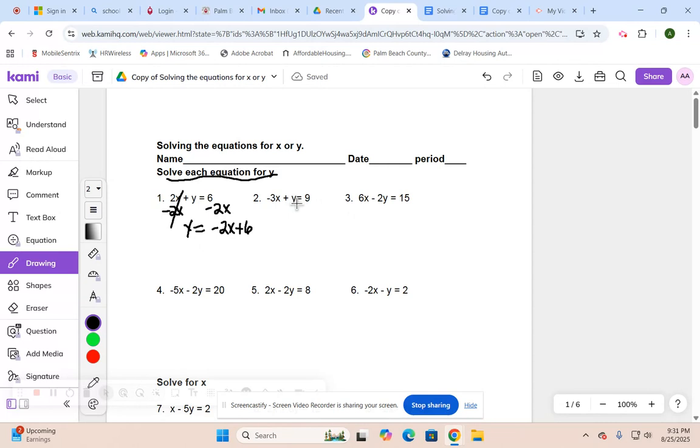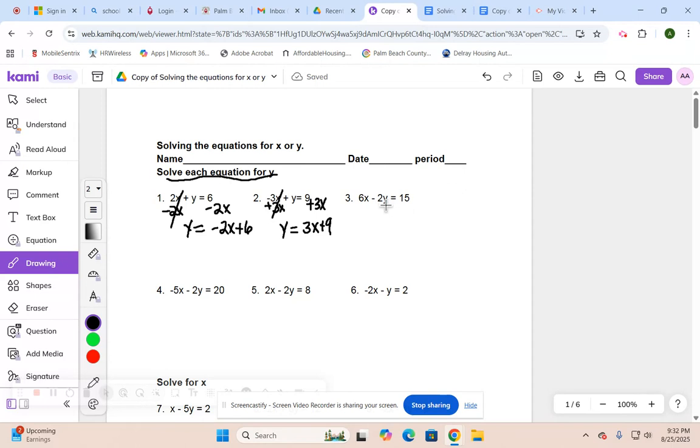We want to solve this for y, or write this in terms of y. So we're going to add 3x to both sides to eliminate the x term from this side. So this will cancel. We'll have y on this side by itself equals, and then we'll have an expression here, 3x plus 9 on this side. So now we have taken the original equation and we rewrote it in terms of y. Both equations are equivalent. All right, let's look at the next one.